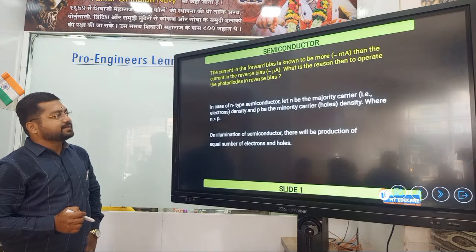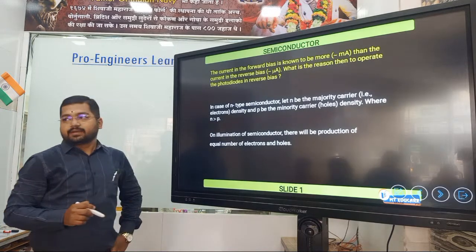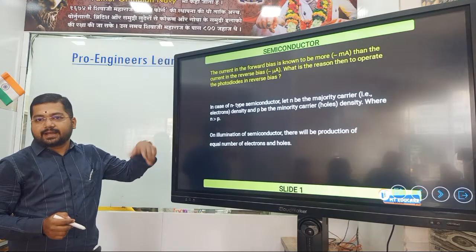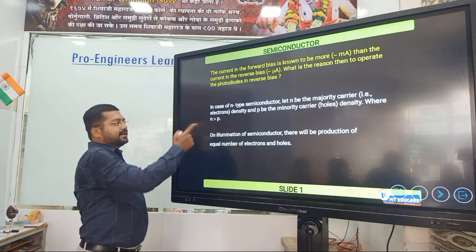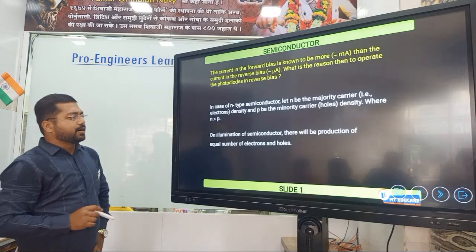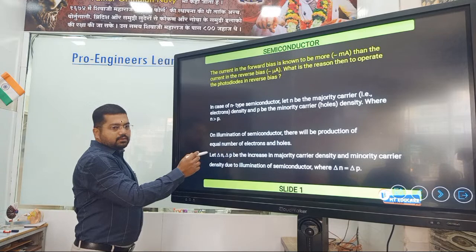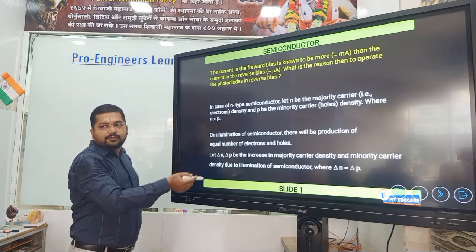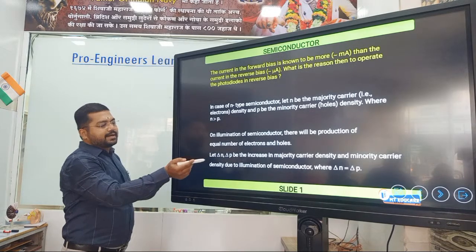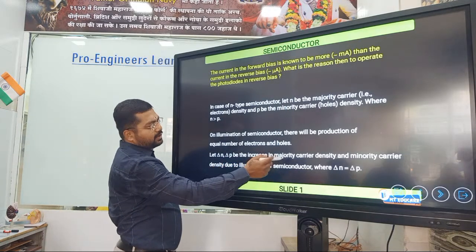In the case of an n-type semiconductor, let n be the majority carrier density and p be the minority carrier density, that is holes. The majority carriers are electrons and the minority carriers are holes, where n is greater than p. On illumination of the semiconductor, an equal number of electrons and holes are produced. Delta n is the increase in electrons and delta p is the increase in holes. The increase in majority and minority carrier density due to illumination is the same.